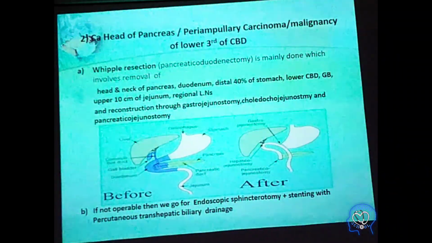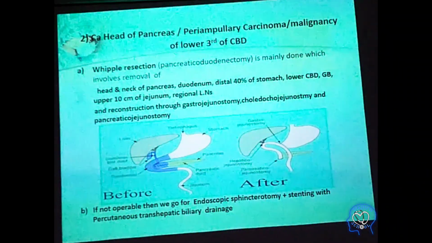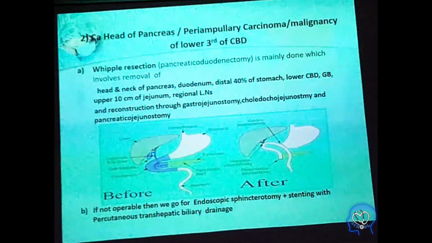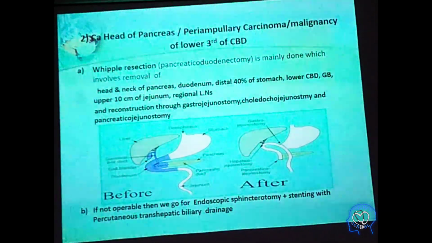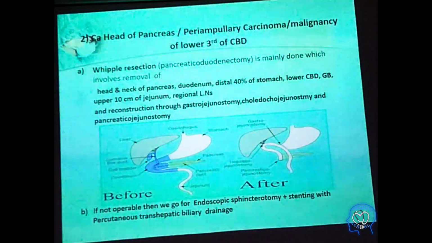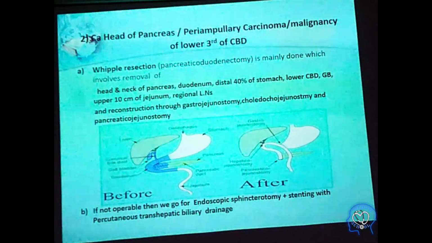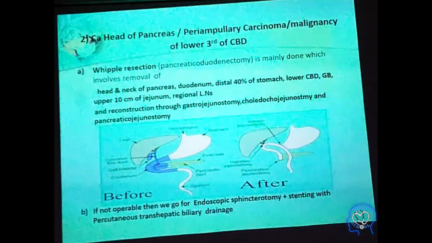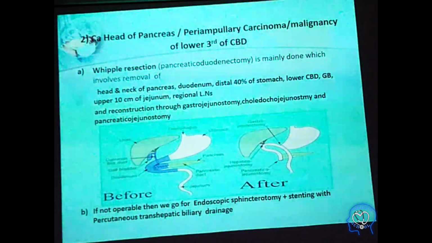If there is carcinoma of the head of the pancreas, periampullary carcinoma, or malignancy of the lower third of the CBD, then after optimizing the patient and explaining the procedure to the patient, we have to proceed with Whipple resection. What exactly is Whipple resection?